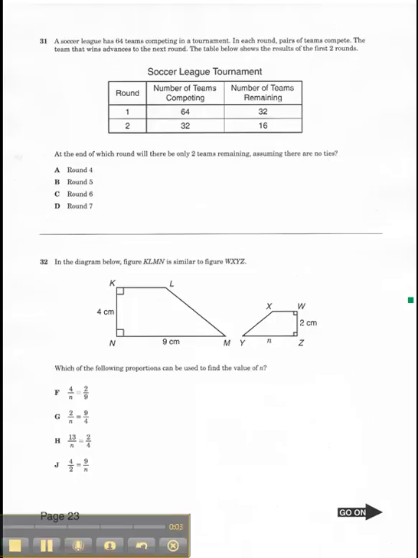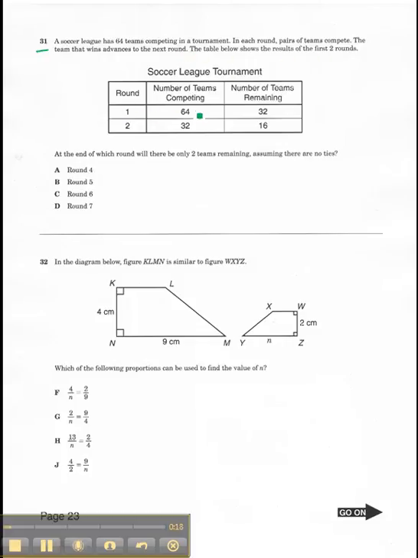Problem 31. A soccer league has 64 teams competing in a tournament. In each round, pairs of teams compete. The team that wins advances to the next round. The table below shows the results of the first 2 rounds.